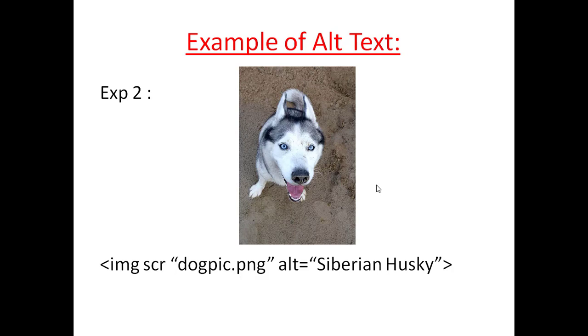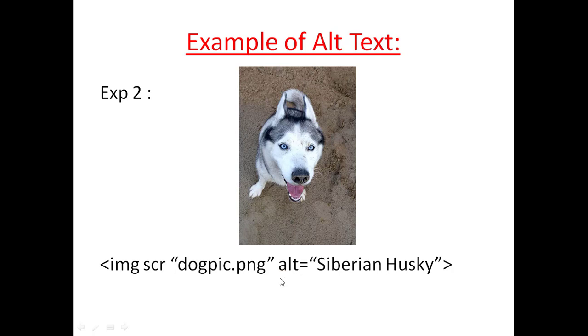So in example number 2, we have a Siberian Husky here. So this is a dog, really nice dog, correct? We will start with the image tag, then the src is source. We're gonna put the source or the link of the image. In this case it is dogpic.png. Okay, this could be anything, just like I told you earlier.